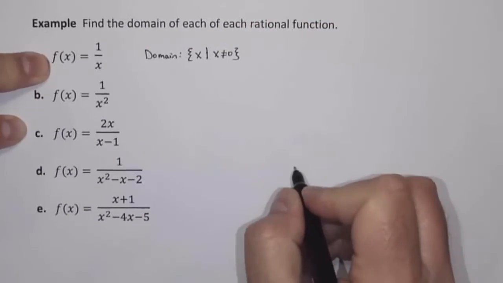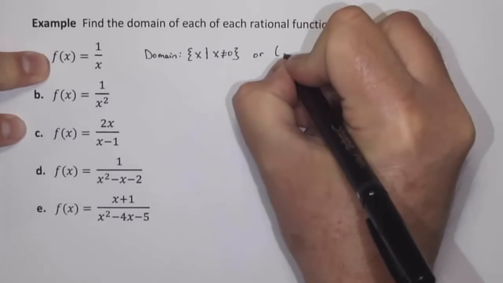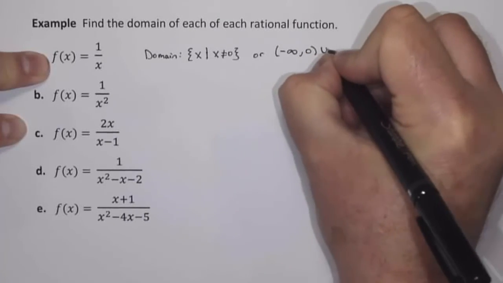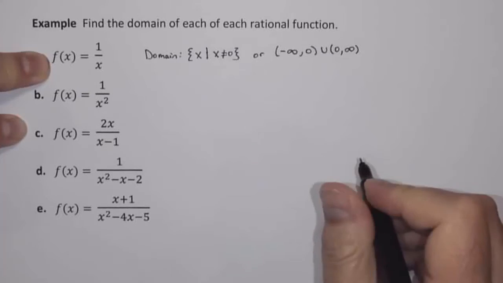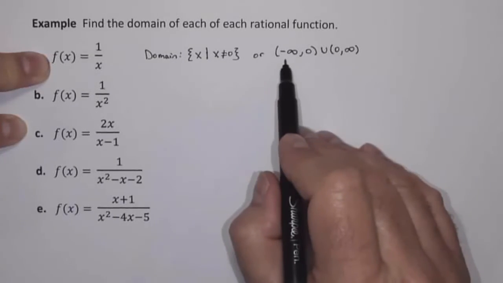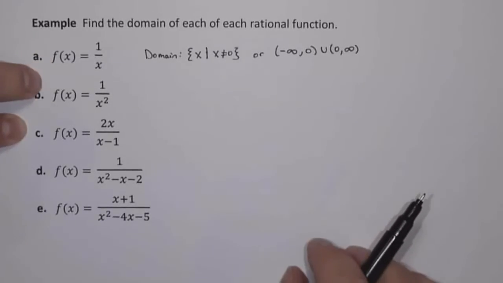So our domain for this function is going to be that x can be anything as long as it's not 0. So this is set builder notation, or if we write that in interval notation, x could be anything from negative infinity to 0, or it could be anything from 0 to infinity. It just can't be 0. And so we call this again the union symbol. So negative infinity to 0, union 0 to infinity.